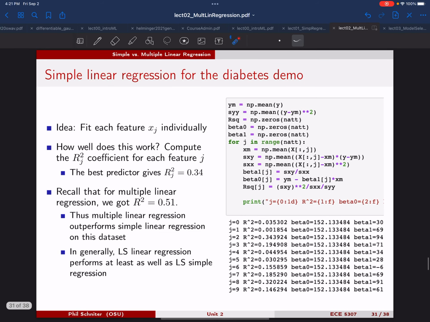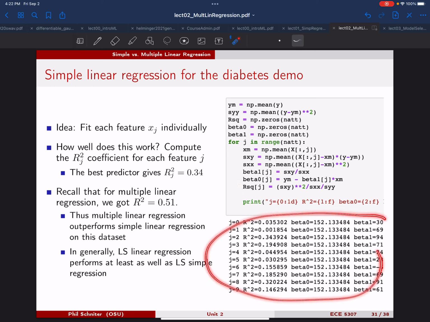Let's do an experiment with our diabetes demo. What we're going to do is make a for loop over the different features, and we're going to use one at a time to predict the target. So we're going to do simple linear regression over and over and over with different features. That means that for every feature, we have to find the mean of x, that particular feature. We have to find the covariance between x and y. We have to find the variance of x. And then we have all the ingredients. We can find our beta 1, beta 0. We can find our r squared too, because r squared is going to tell us how well that worked.